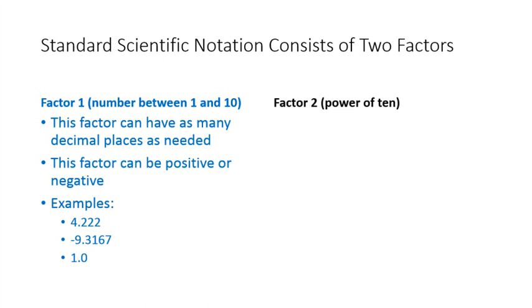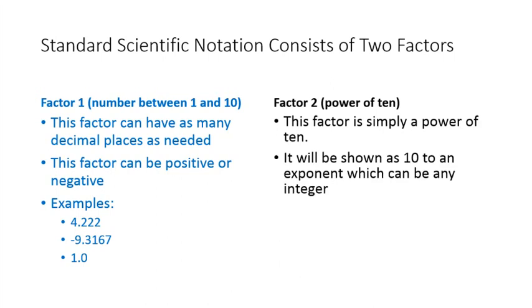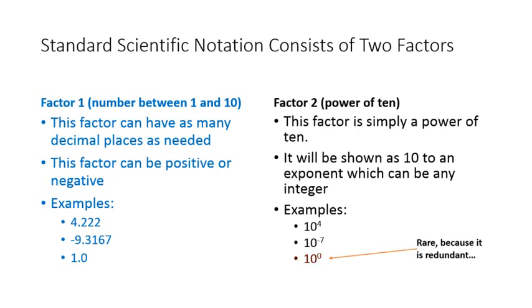Now, factor 2, which is the power of 10, is simply a power of 10. And it will be shown as 10 to an exponent, which can be any integer. So integers are any of the counting numbers, like negative 1, negative 2, or 0, or 1, or 2. It's not a decimal. So examples here would be 10 to the 4th, 10 to the negative 7, or 10 to the 0. Now, 10 to the 0 is kind of rare.